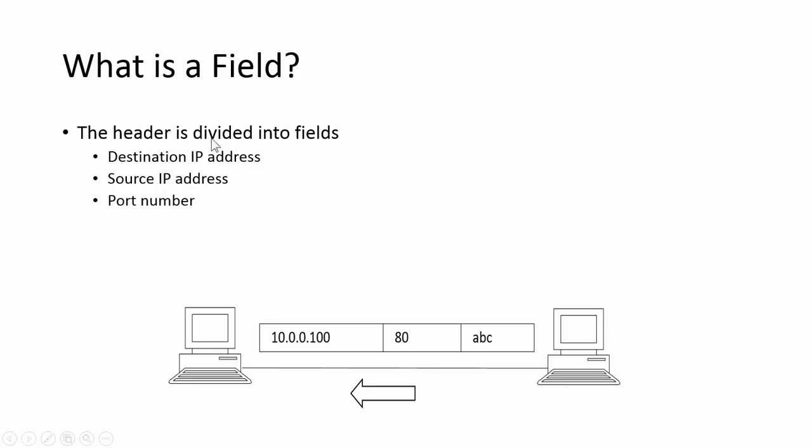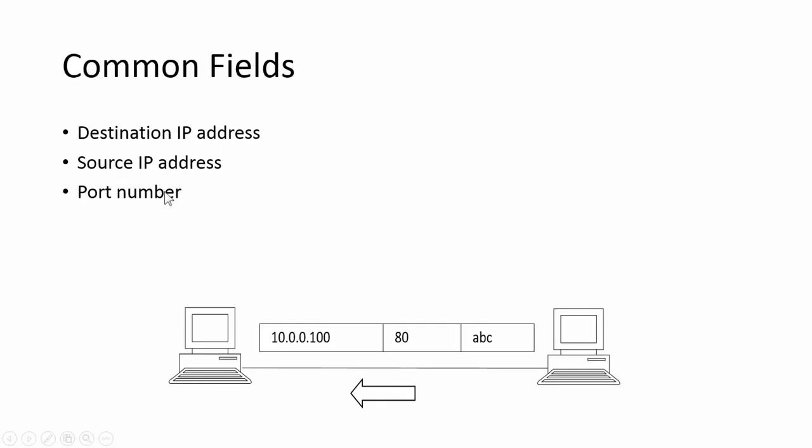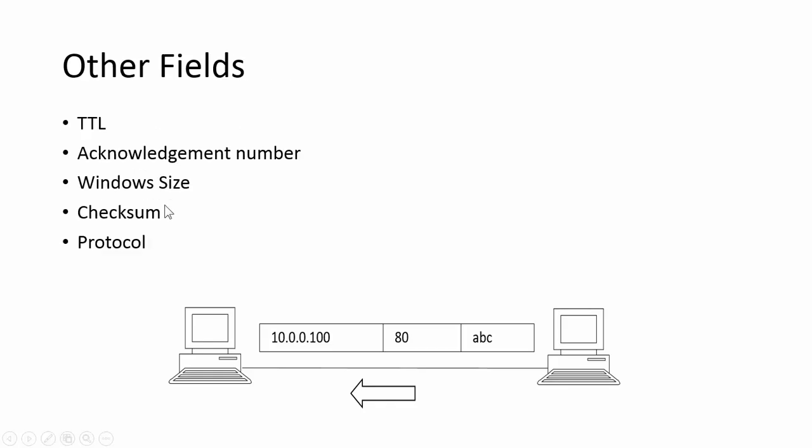What is a field? A header is divided into fields, such as destination IP address and source IP address and port number. So a field is a subset of a header. Common fields, which you are already familiar with, include destination IP address and source IP address and port number. But there are other important fields as well, such as the Timetolive field, the Acknowledgement number field, window size, checksum, and protocol. So let's briefly look at some of these important fields.